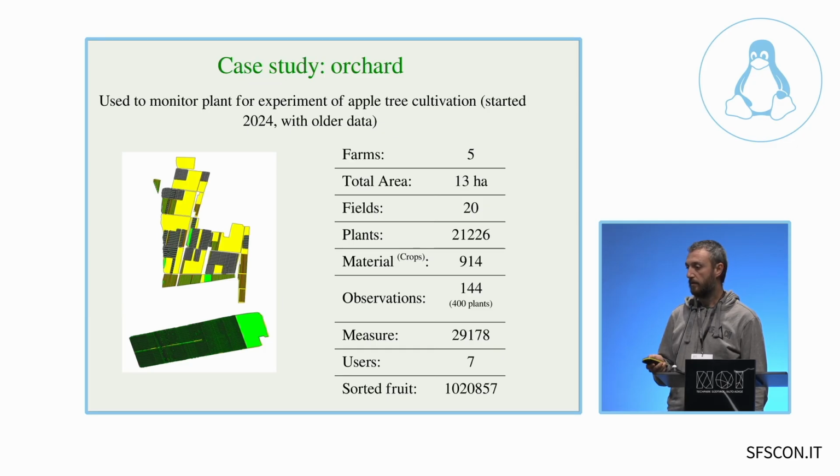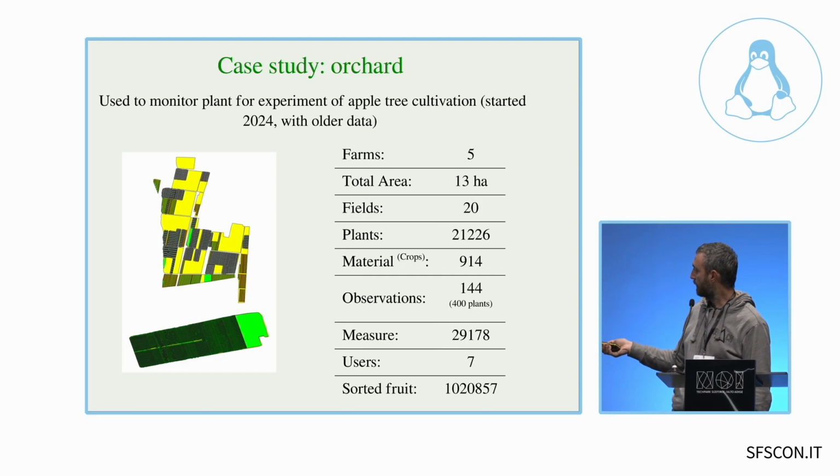And we have 14 unique crops on these 20,000 plants. So they make experiments on growing different kinds of material, and the results are done with the sorting machine. And we collected observations, mainly disease, and the measures are so many because we also collect previous measures that were collected in Excel files and so on, and we bring them into the database, so they will not be lost.